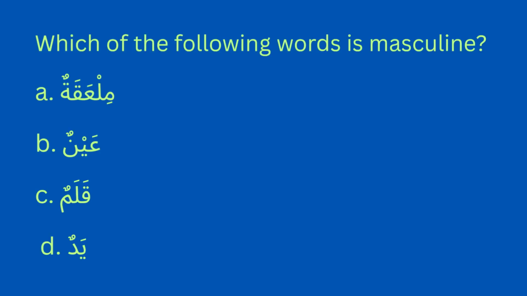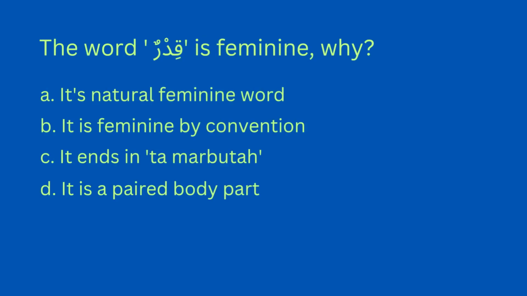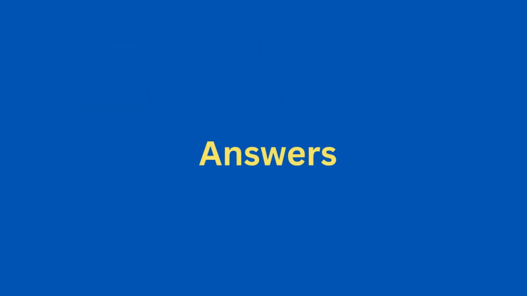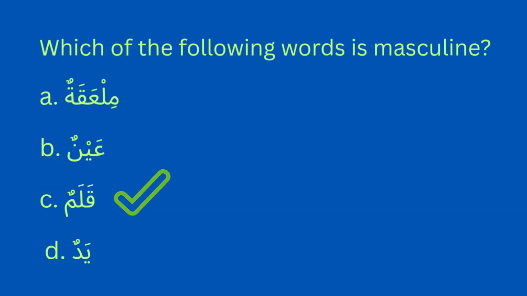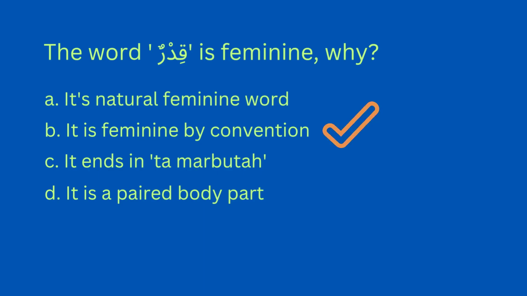Which of the following words is masculine? The word kidrun is feminine. Why? Answers. Babun is masculine, so we use hadha, while nafidatun is feminine, so we use hadhihi. The masculine one is qalamun. The word kidrun is feminine by convention.